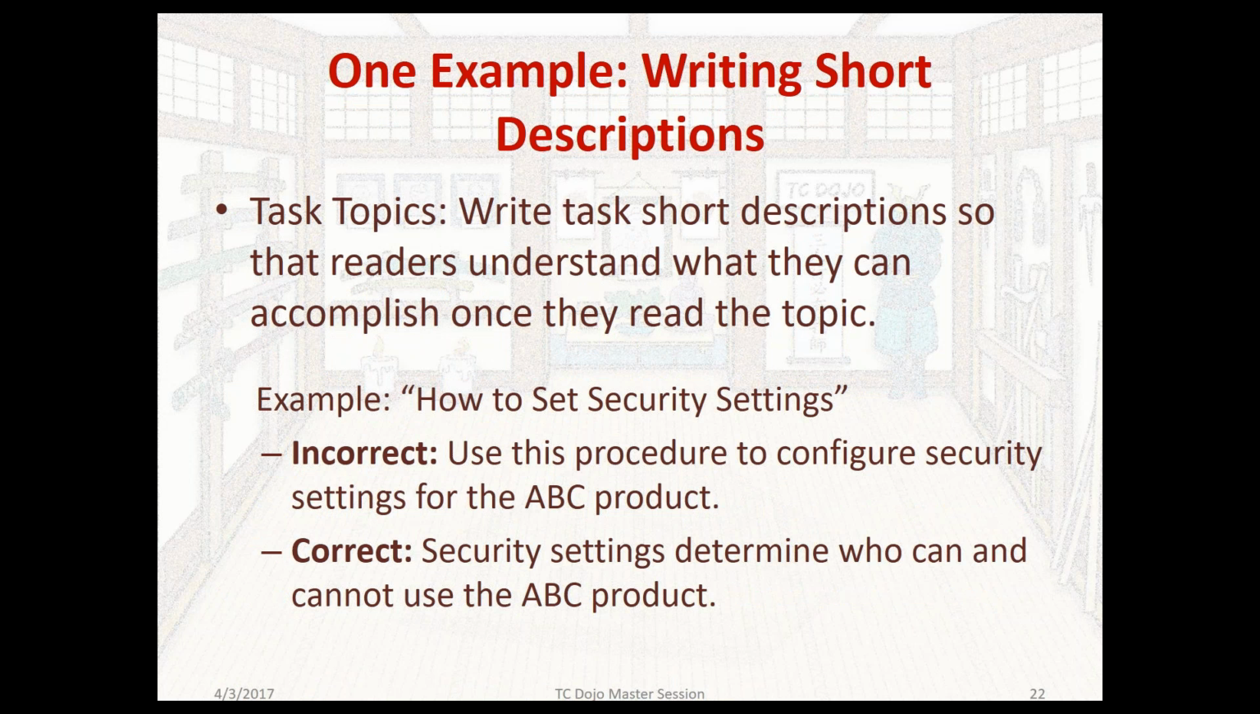Here's one example, just sort of throwing this out here. Here's an example for writing short descriptions. So you have a task topic. You want to write task short descriptions so that readers understand what they can accomplish once they've read the topic. So for a topic titled "How to Set Security Settings," the incorrect way would be: use this procedure to configure security settings for the ABC product. It's correct, but it doesn't really tell you an awful lot about that particular topic.